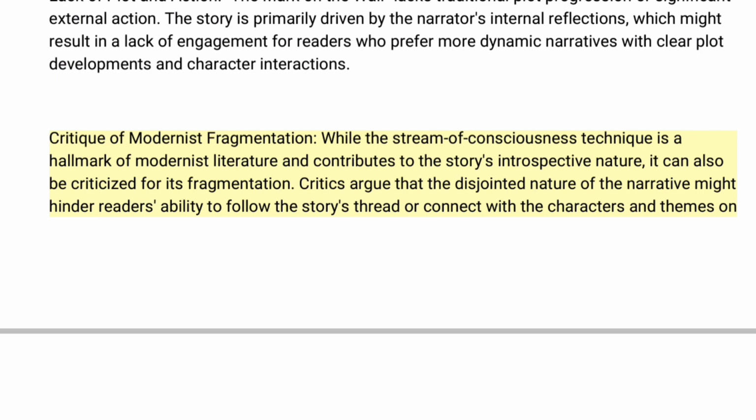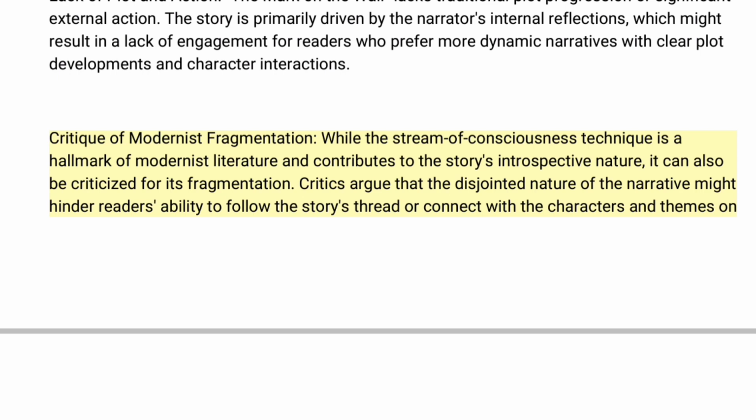Critique of modernist fragmentation. While the stream of consciousness technique is a hallmark of modernist literature and contributes to the story's introspective nature, it can also be criticized for its fragmentation. Critics argue that the disjointed nature of the narrative might hinder readers' ability to follow the story's thread or connect with the characters and themes on a deeper level.